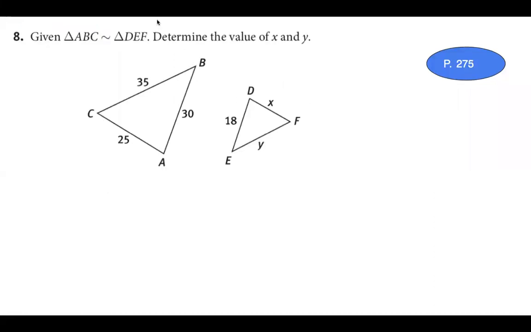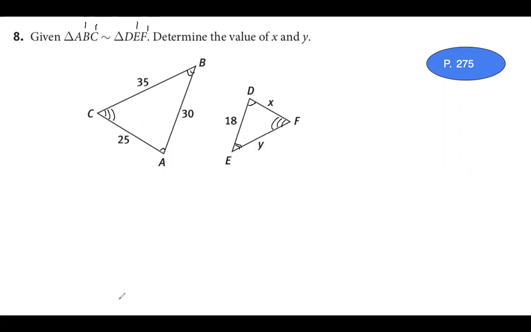Given that triangle ABC is similar to triangle DEF, determine the value of x and y. And again, this one's kind of confusing as to what our corresponding sides are. So I can fill in our corresponding angles. Angle A corresponds to angle D. Angle B corresponds to angle E because they're both in the middle, right? And angle C corresponds to angle F. That is kind of confusing.